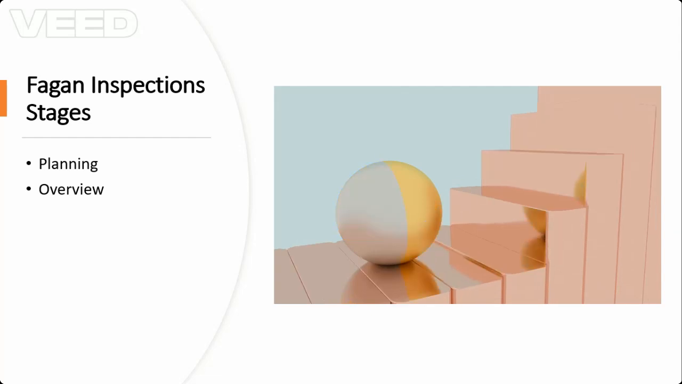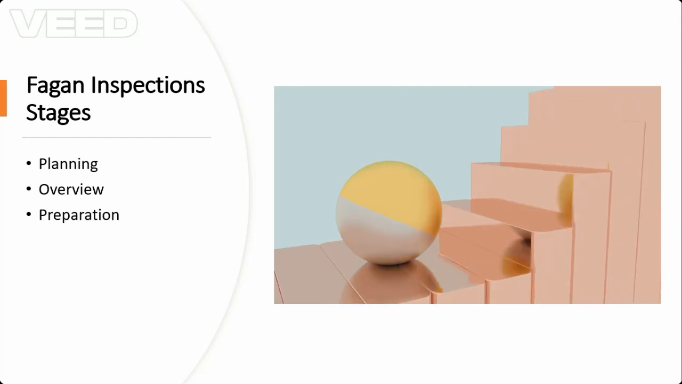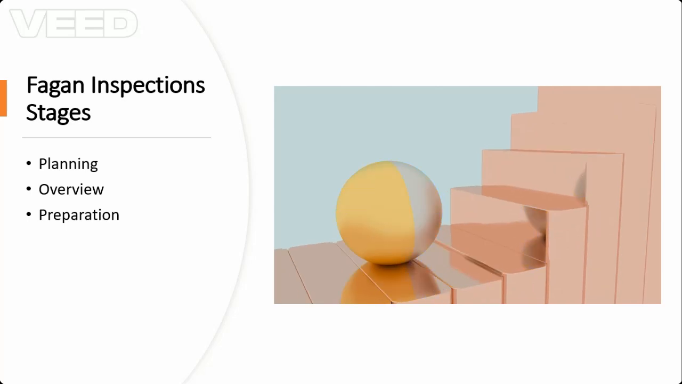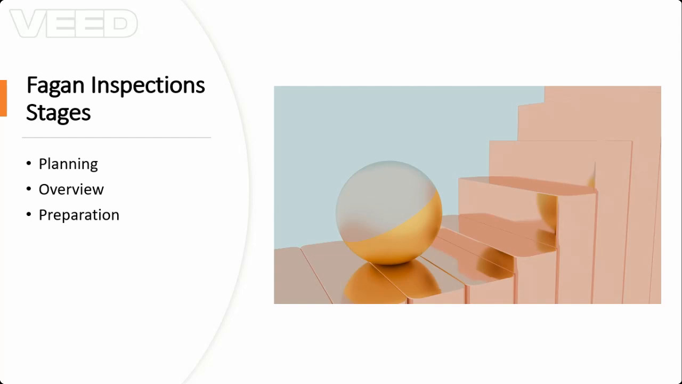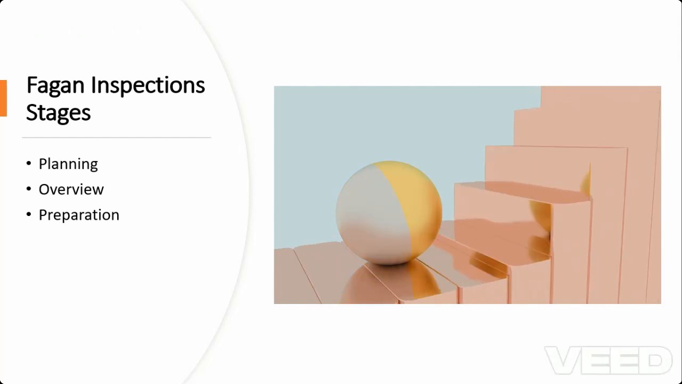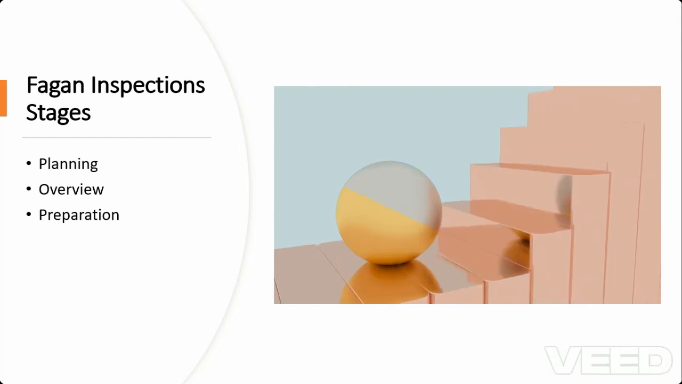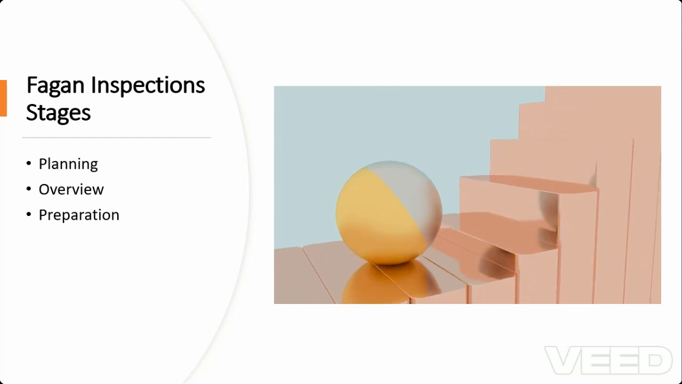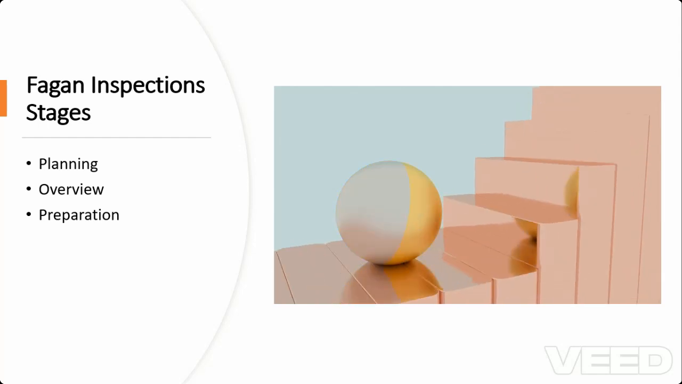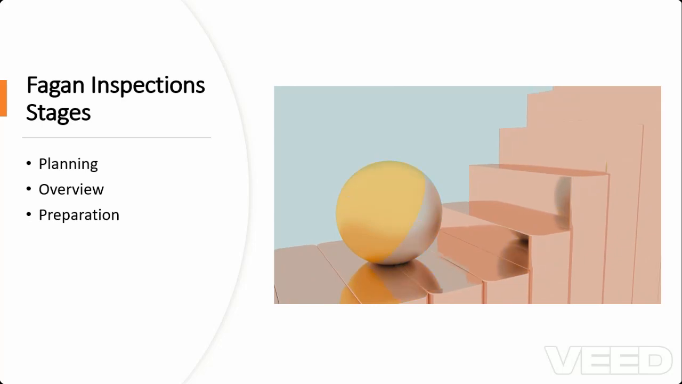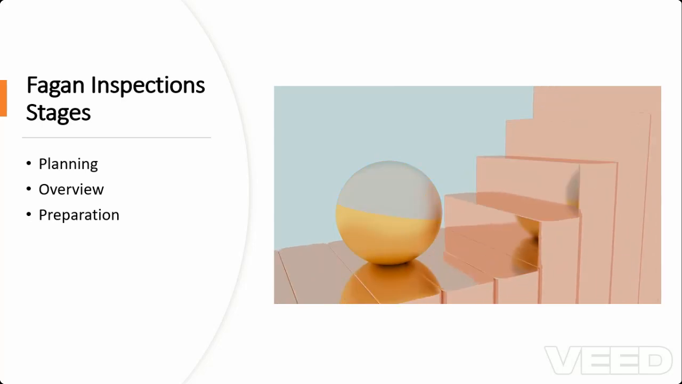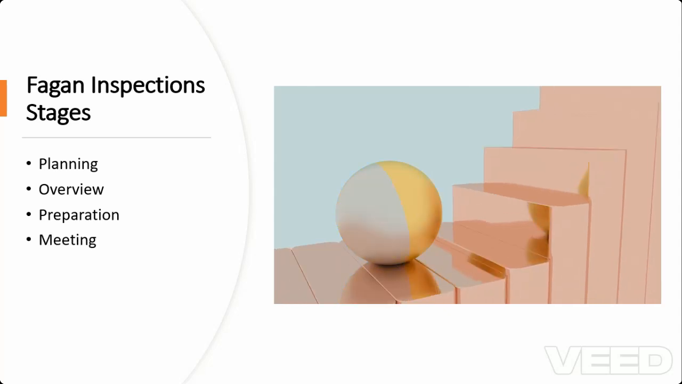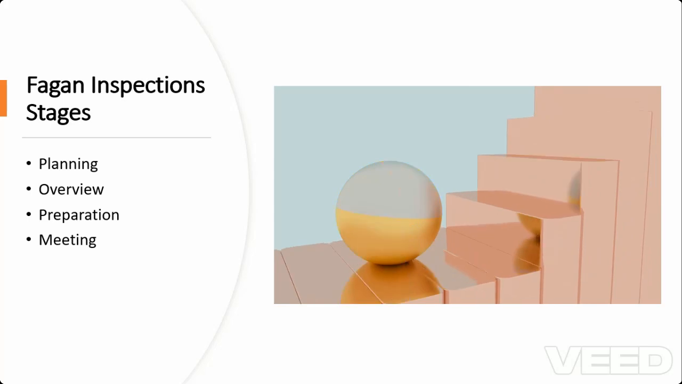Then we'll move on to the preparation, and this is where the individuals who have been called for the inspection prepare by examining the material and developing their understanding prior to the review. So meaning that the work that is going to be part of the inspection is given to members before the actual inspection, so that they go through, they familiarize themselves with the activity. And then that's when now we go into the meeting, and this is a very structured meeting chaired by the moderator.